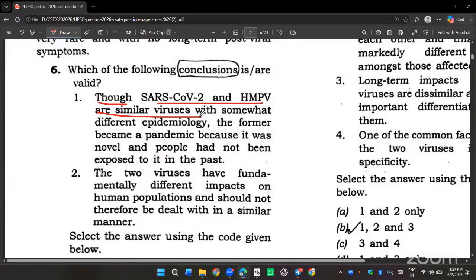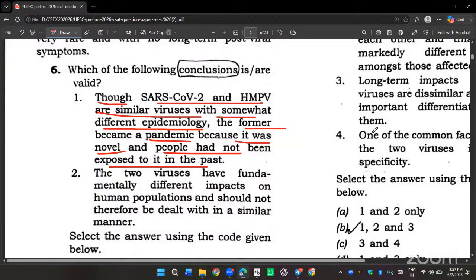Though SARS and HMPV were similar with a somewhat different epidemiology. It is coming there in the passage. We will come to that. The former became pandemic because it was novel. People had not been exposed to it in the past. Then students, yes, it is right. No, why is it not correct?